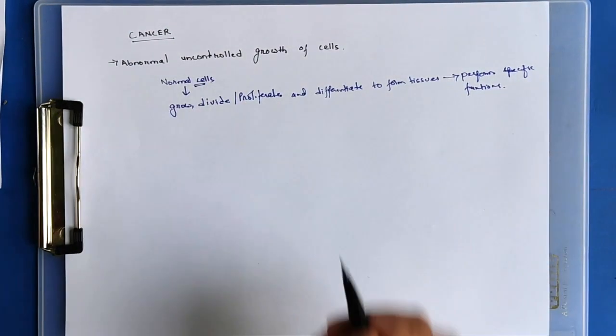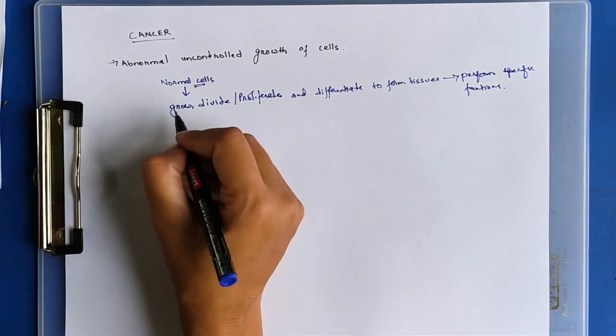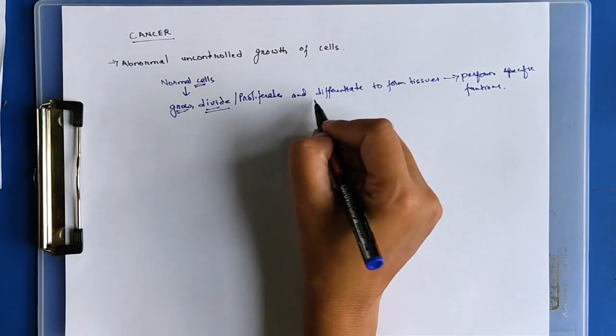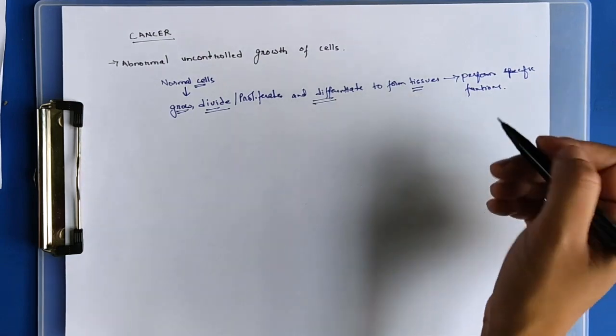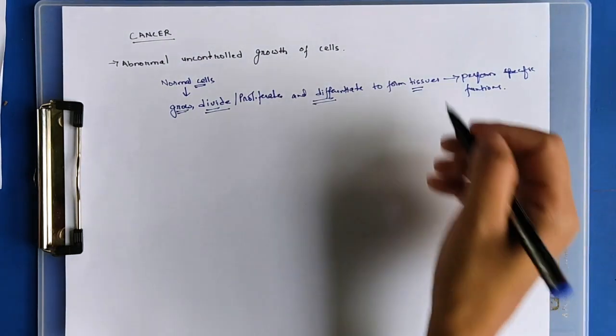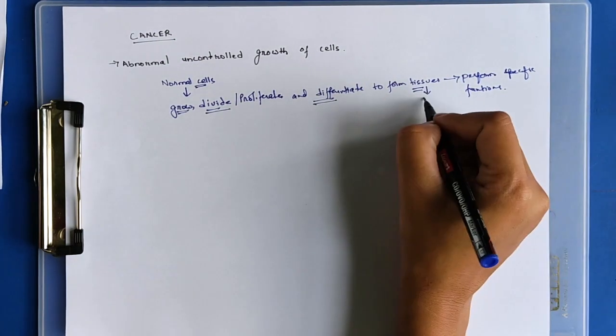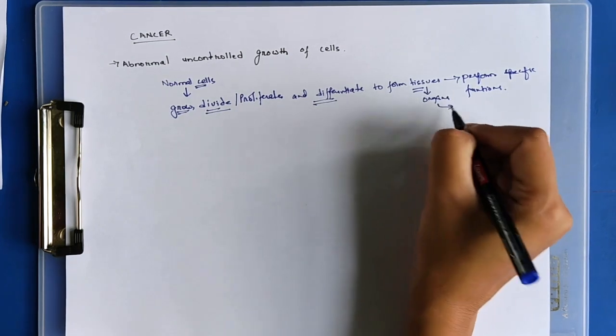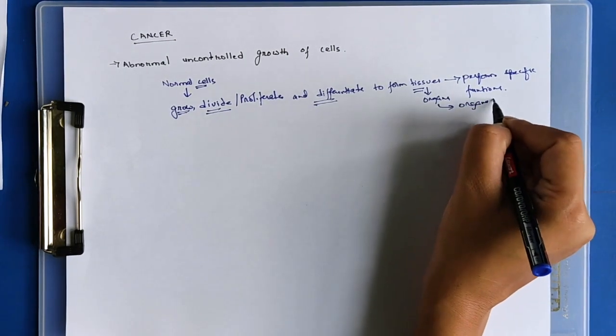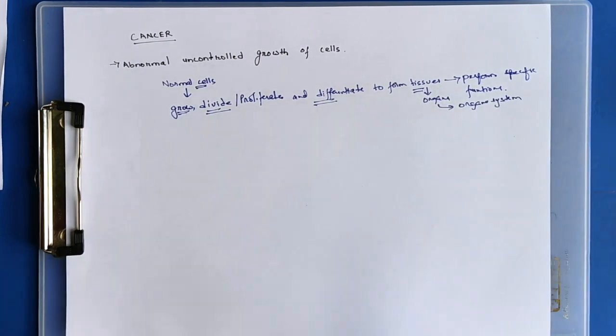Normal cells, any cells, will grow, then divide, and differentiate to form tissues, which will perform specific functions. These tissues will come together to form organs, and these organs together will form the organ systems. And this organ system working together will form an individual.